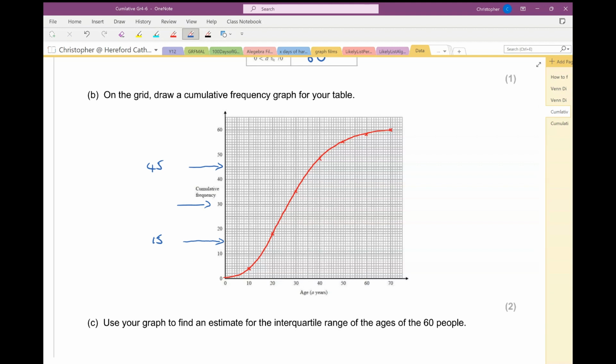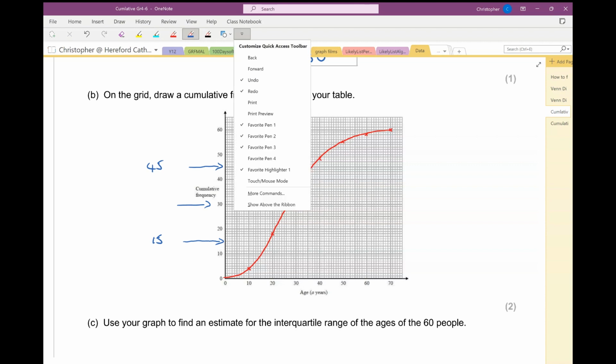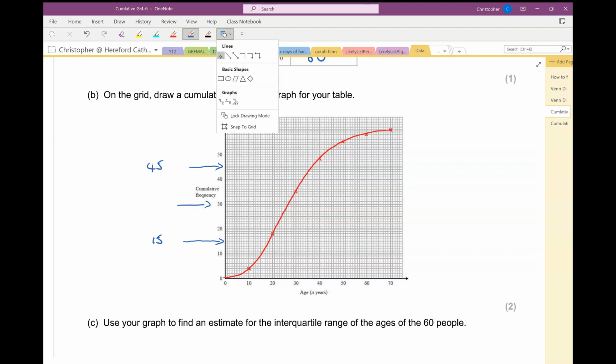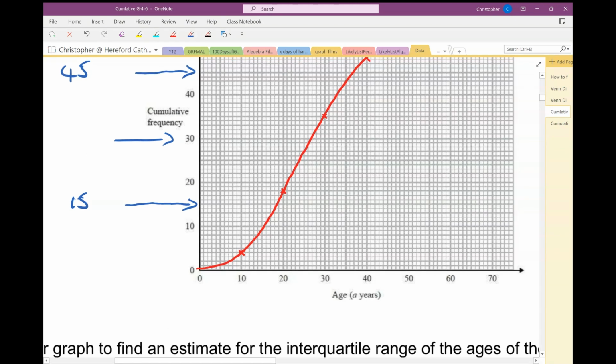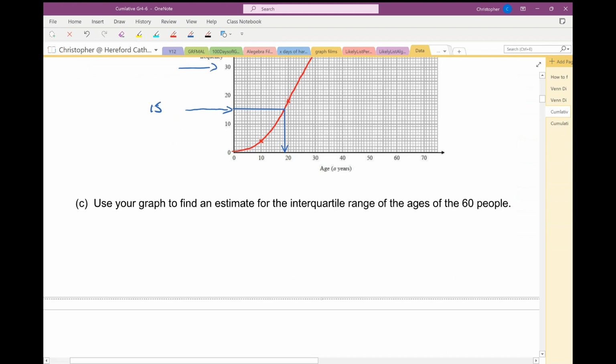So I need to find an approximation for the age of the 15th person. So I'm going to draw a line across here. And then I'm going to draw a line down here and read off an approximation for the age of the 15th person. Well, my 15th person, according to my graph, is 19.